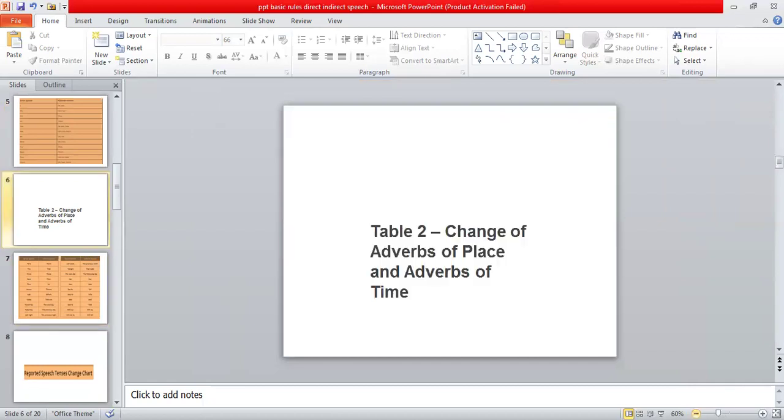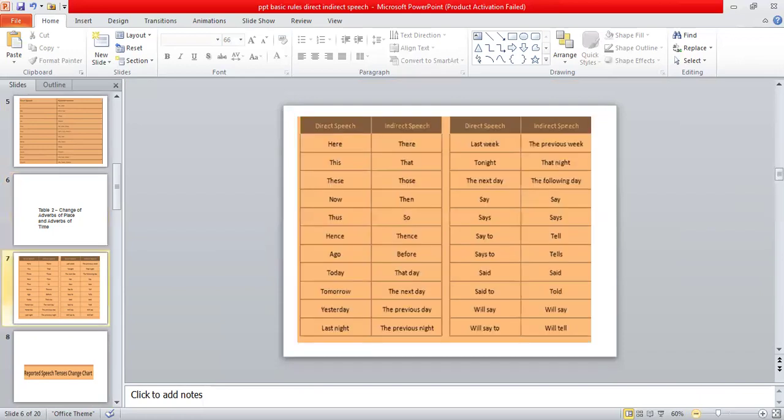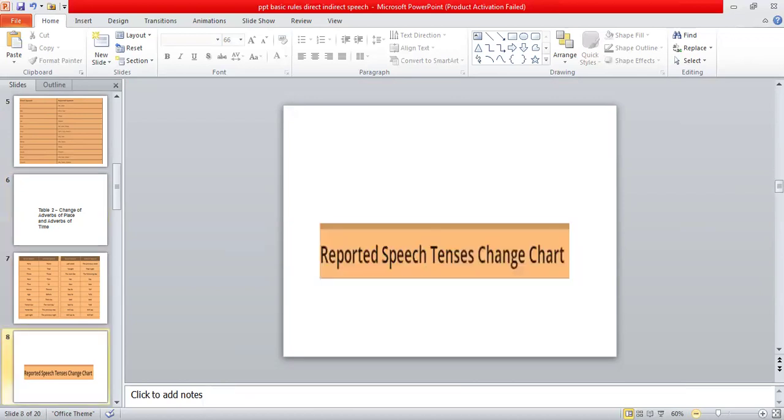Then we have the change of adverbs of place and adverbs of time in the case of direct and indirect narration. So let's see, we have a chart over here. Again, you must keep this chart in your mind, that is, what changes you have to make in the sentence in the case of indirect speech. Reported speech tenses chart change.